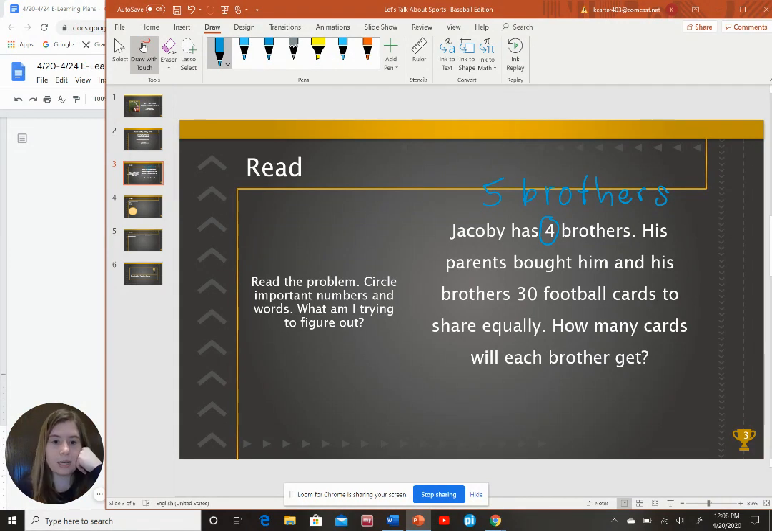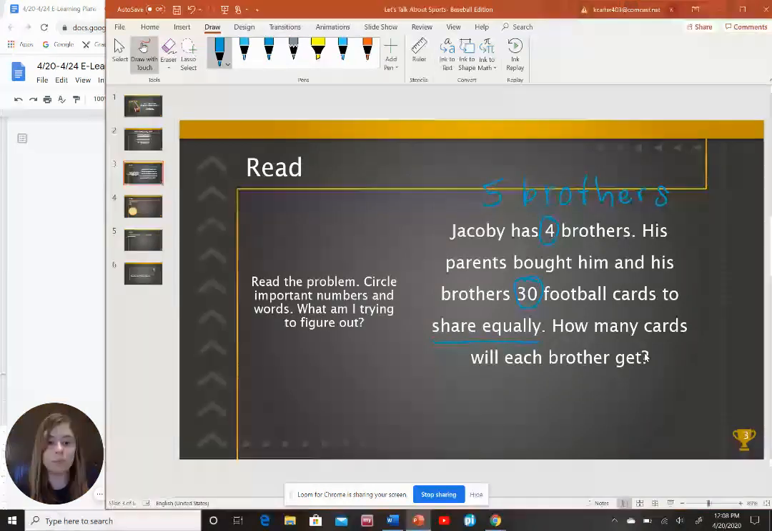The next sentence says his parents bought him and his brothers 30 football cards. So 30 is going to be our whole. We are going to be sharing all of those with these 5 brothers, and it also gives us 2 very important words: we are going to share them equally. The reason that it's so important that it says equally is that sometimes when you share things, it can be unequal. One brother could get 3, one could get 7, one could get 5. But this problem specifically tells us that we are going to share them equally, so each brother will get the same amount of football cards.